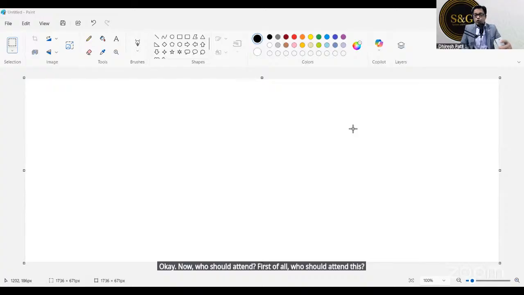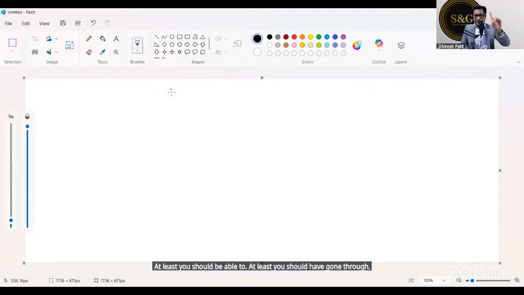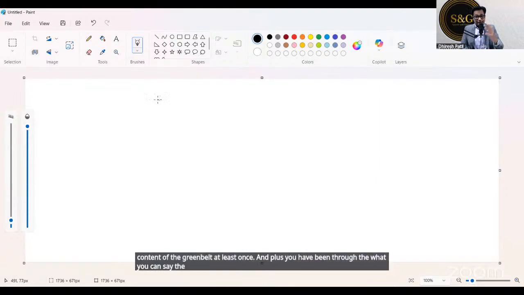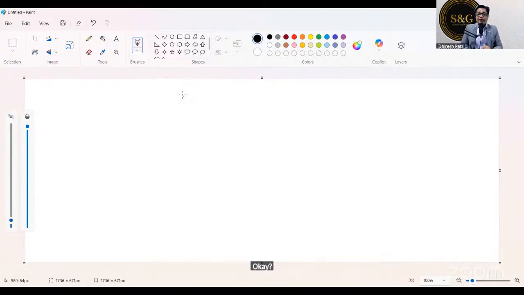Now, who should attend this? At least you should have gone through the content of the green belt at least once, and plus, you have been through the green belt hackathon as well. If that is the case, that's the best case scenario. Then you are ready to go for it.